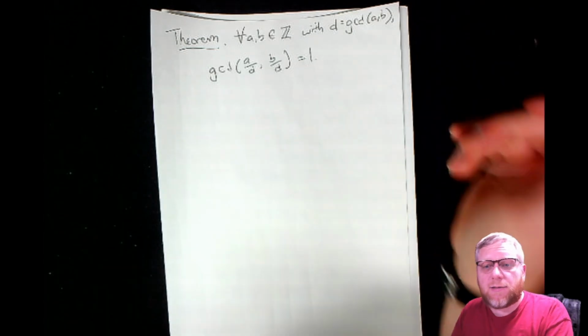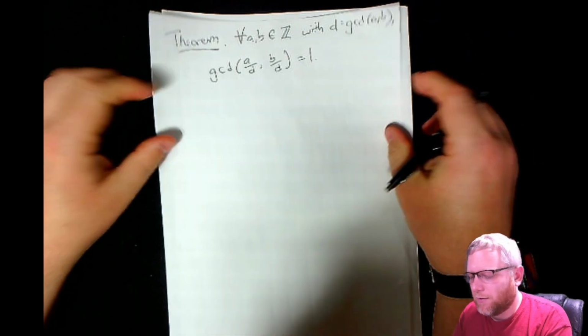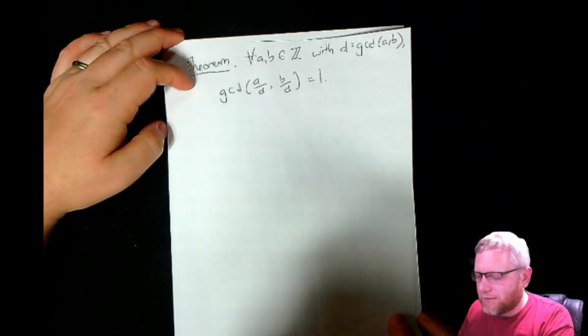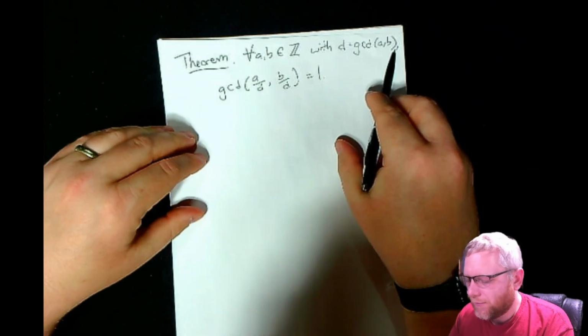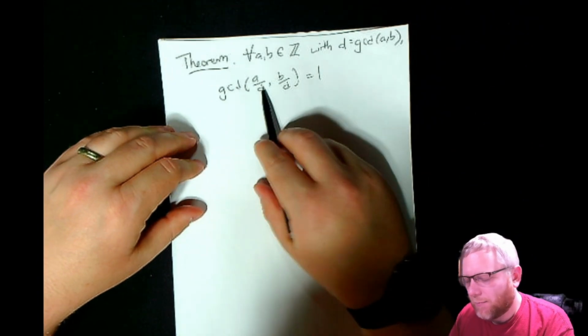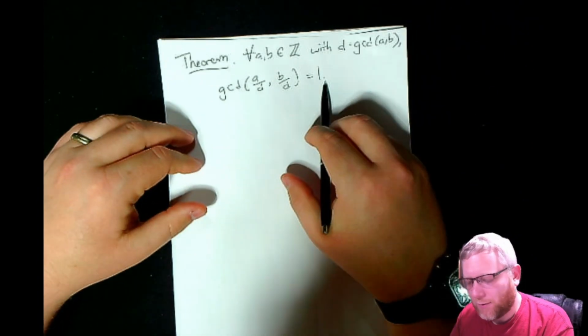All right, hello everybody. Let's go ahead and prove this theorem on GCDs. It says that for all integers A and B, with D equal to the GCD of A and B, the GCD of A over D and B over D is 1, always.